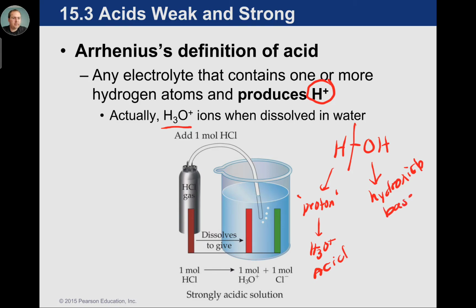We need to know who is capable of giving off those OH negatives, who's capable of giving off those H3O pluses by giving off H+ first. So really the definition of acid is still H+. Just remember that H3O+ is made in water. So if you have H+ ions, you're going to be an Arrhenius acid. That's the idea.